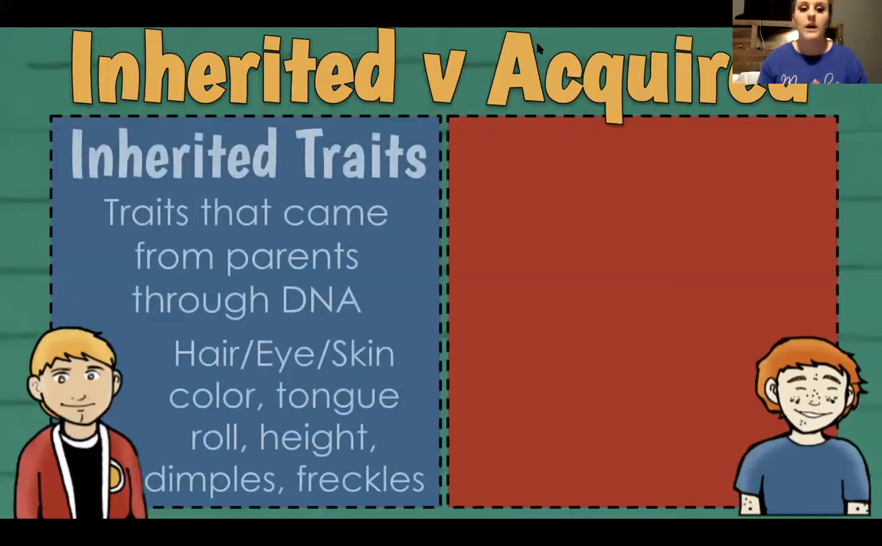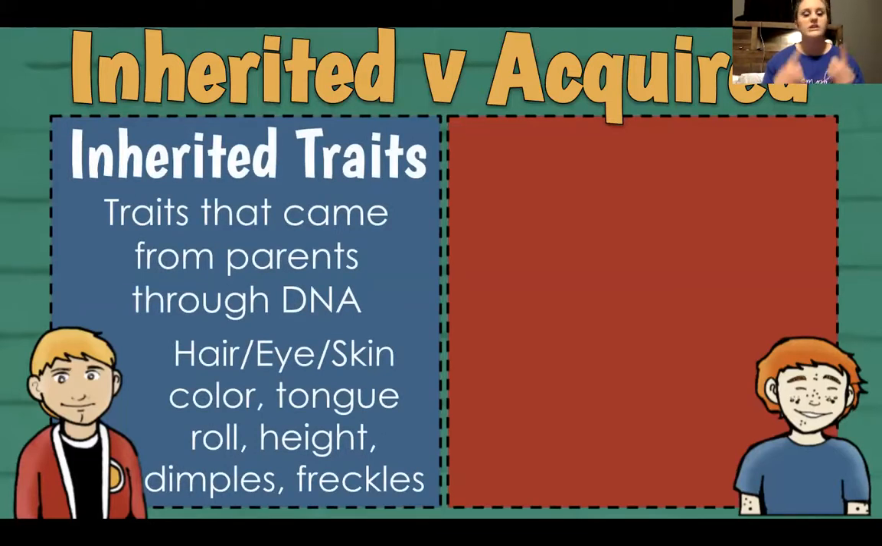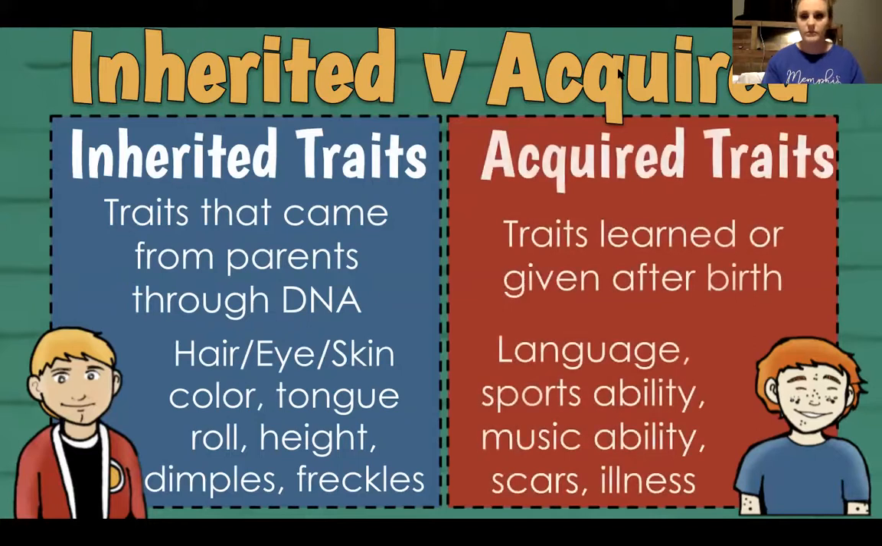Inherited versus acquired traits. Inherited traits are traits that came from parents through DNA, such as your hair, your eyes, your skin color, your tongue roll, height, dimples, freckles, stuff that came from your parents that was inherited.